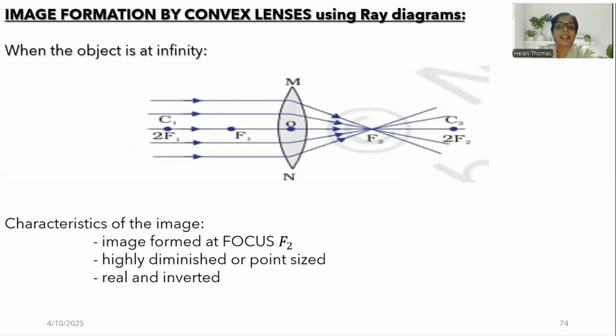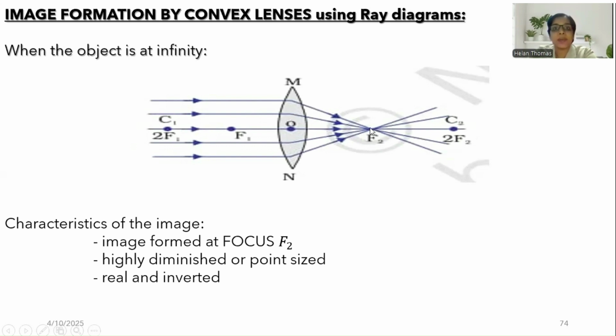Hi, my dears. In this session, we will be discussing image formation by convex lenses using ray diagrams. So, this is a convex lens. We discussed already that when the object is at infinity, the rays will be parallel to the principal axis. As they pass through the convex lens, they will get refracted, and all the rays that are parallel to the principal axis will go through the focus.